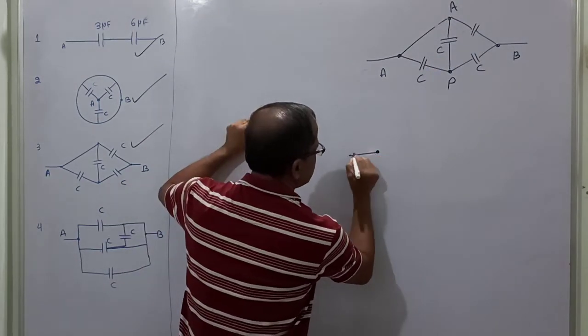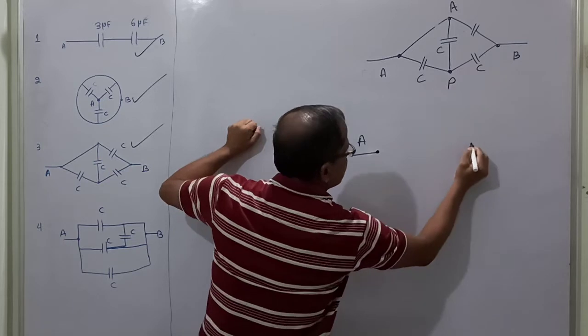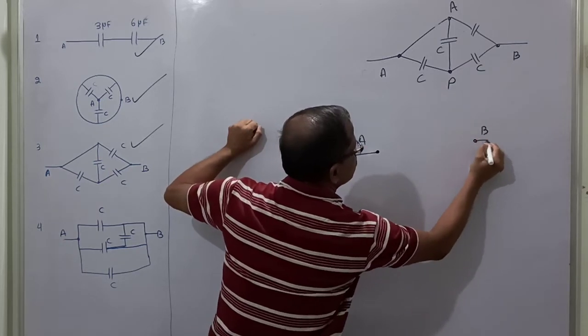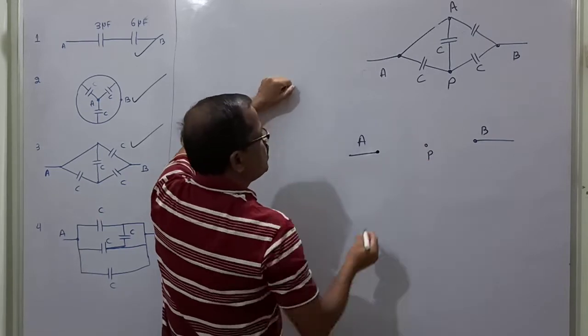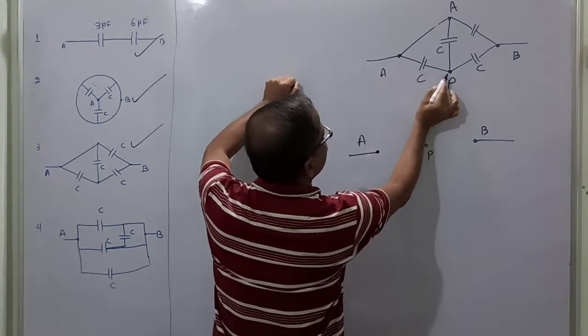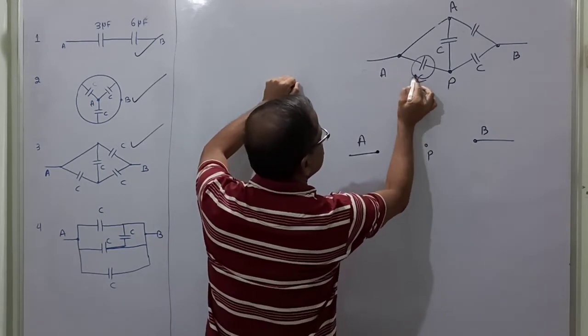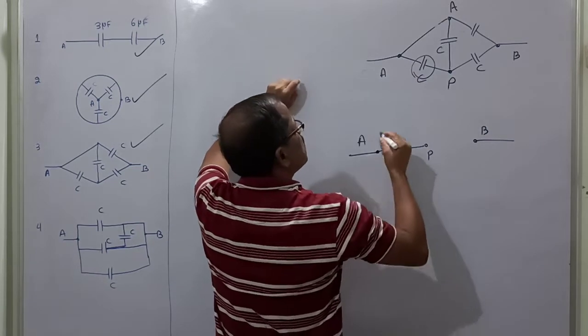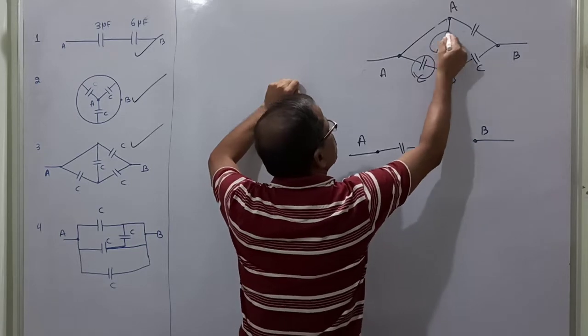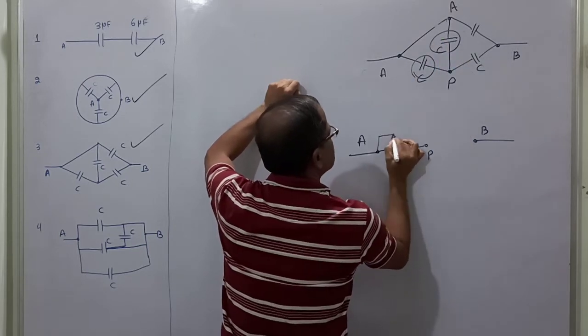Look, this is the point A. This is the point B, and P is any point in between. Let us note down A, P. Now a capacitor is from A to P. This capacitor is A to P, so let us connect it A to P. Another capacitor is between A to P. This is also between A to P. Connect it.